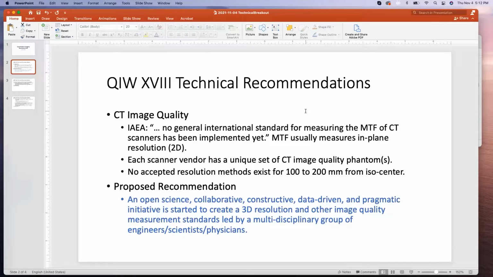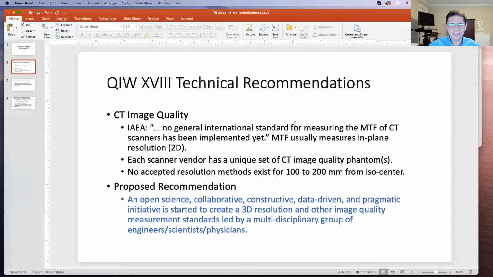Because I feel very unsettled saying we need a standard to measure resolution. There are lots of ways. There are lots of ways. There is no accepted standard way.